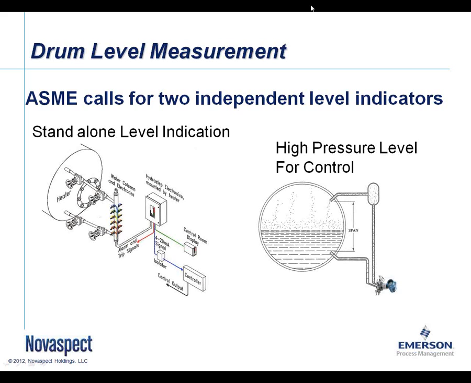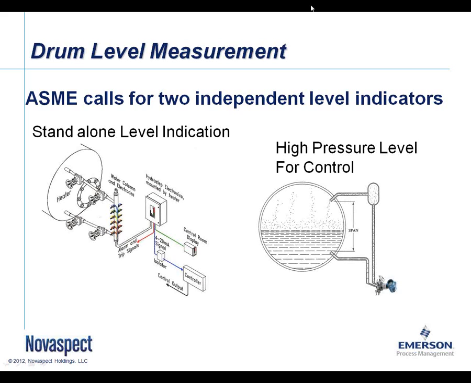So, for example, ASME's code calls for 2 separate and independent drum level indicators on every steam drum. What we're showing here on this page on the left is a multi-point system, which is a good separate independent indicator. It also can be used as a great solution for your high and your low water alarms, and even your high and your low water interlocks if those are required in your application.